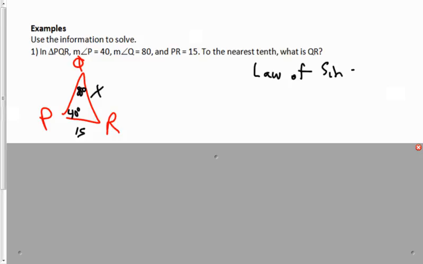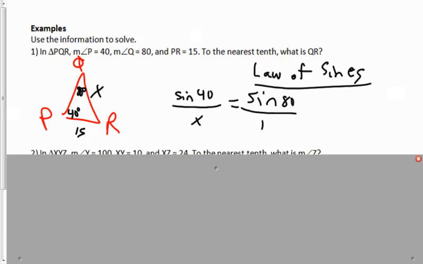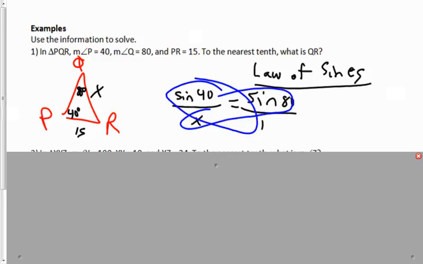As long as we can use it, the law of sines works great. So we're trying to find QR. We're going to say sine of 40 over x is equal to, hopefully, another opposite angle inside. We do. Sine of 80 goes with 15. This works because there's only the one missing part, and that is what we're going to solve for. So let's solve our proportion.